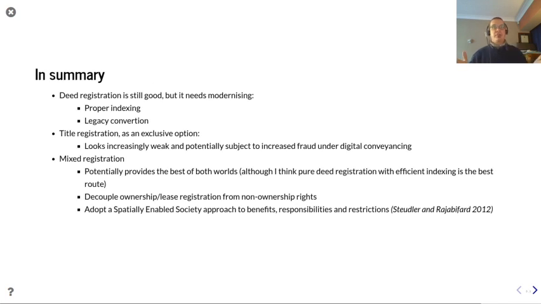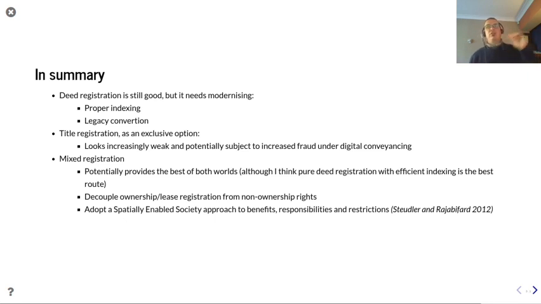So in summary, deed registration is still good, but it needs modernizing in terms of indexing, proper indexing, and legacy conversion. Title registration exclusively looks increasingly weak and potentially subject to increased fraud under digital conveyancing. And then you have this mixed registration that is currently being championed by Scotland, and it potentially provides the best of both worlds. I personally think that a pure deed registration with efficient indexing is the best route, but that doesn't take into account the whole legacy conversion issue.